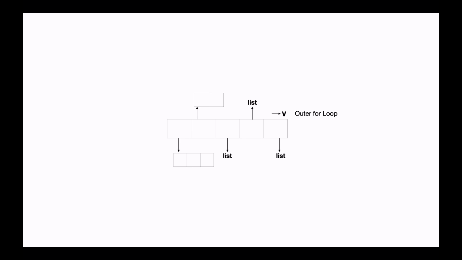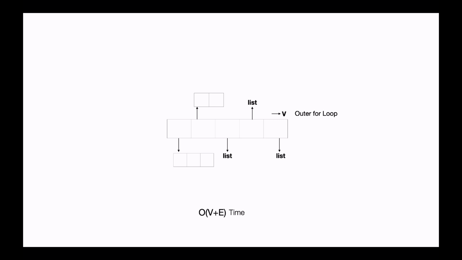We will have elements equal to the number of edges. As we go through each element, at the end of the outer for loop, we would have traversed E number of elements. So this makes a total of V plus E. So we have the complexity equal to order of V plus E.